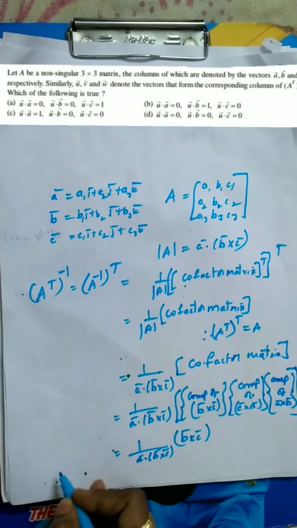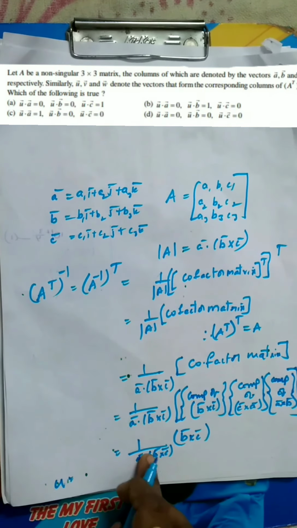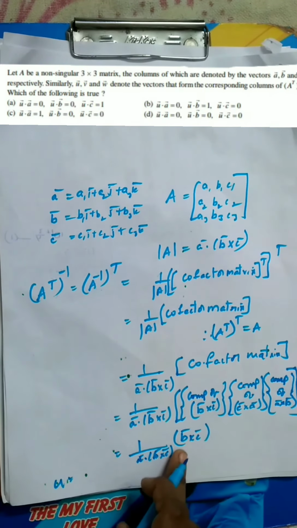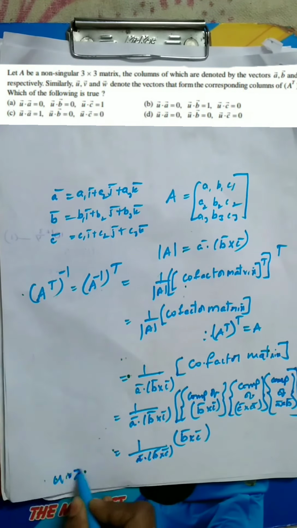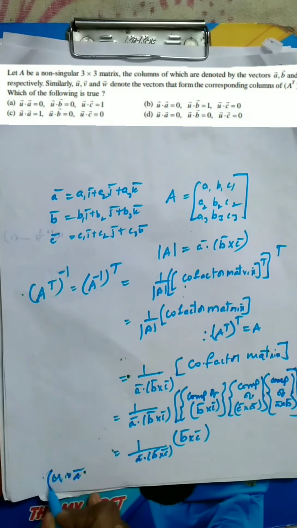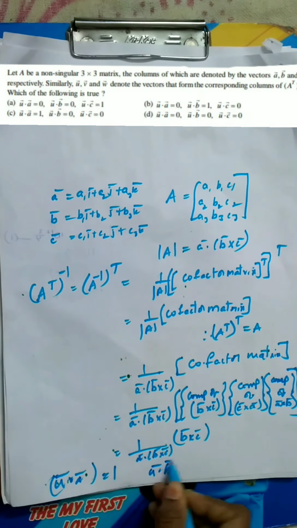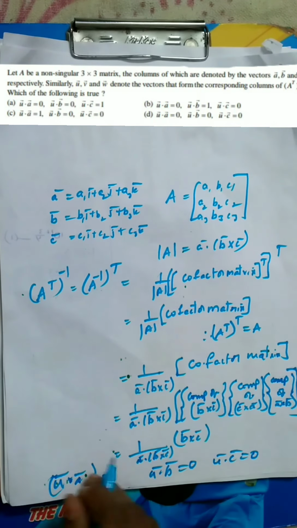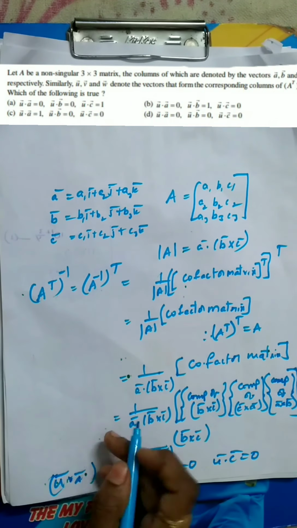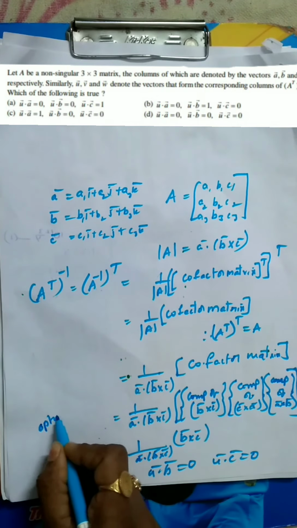A transpose inverse, let it be U. Then U bar is b bar cross c bar, and this b bar cross c bar will be cancelled, and this a bar comes to this side, that is U bar into a bar is equal to 1, and U bar into b bar is equal to 0, U bar into c bar is equal to 0. If we observe the options, the correct option is option C.